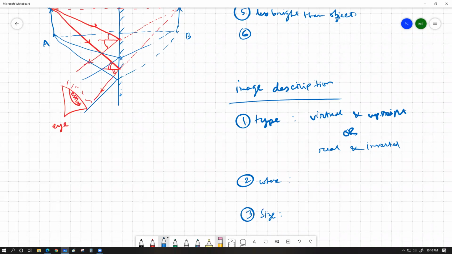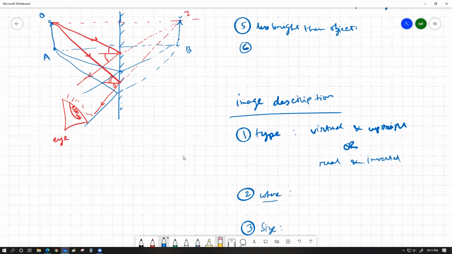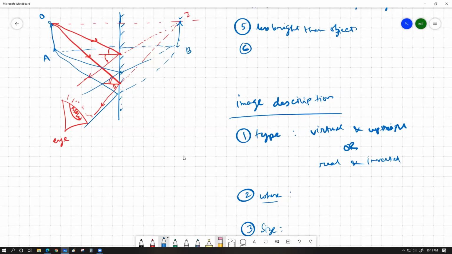For the case of a plane mirror, the where is actually very simple. For the case of a plane mirror, we always write equal distance away from the object in a straight line behind the mirror, where the line cuts the mirror at 90 degrees, or you can say in a perpendicular line right behind the mirror at equal distance away from the mirror. So that basically gives you the where location. And plane mirror images are always the same size as the object, but it is always less bright.